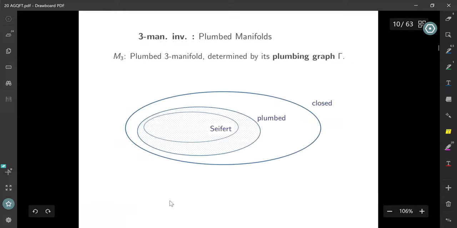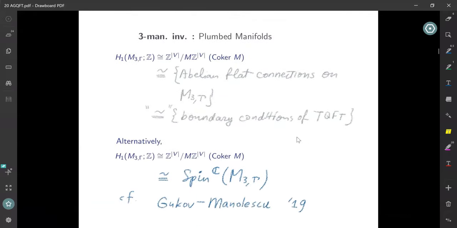As I mentioned, they contain all the Seifert manifolds. All the Seifert manifolds can be obtained in this way, but not all the closed manifolds can be obtained in this way. So we will be restricting to this class of three manifolds in the context of this talk. We see that the H1 is just given by the cokernel, and this set plays an important role in defining the q-series invariants.